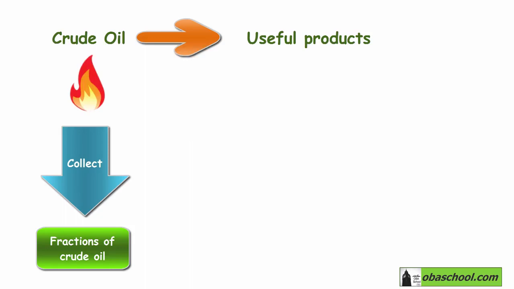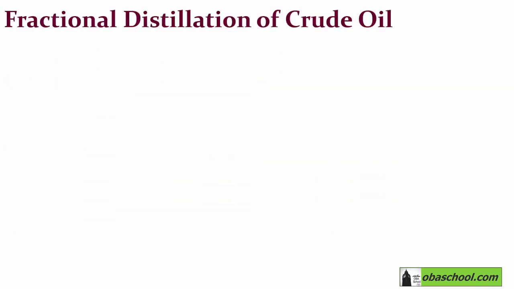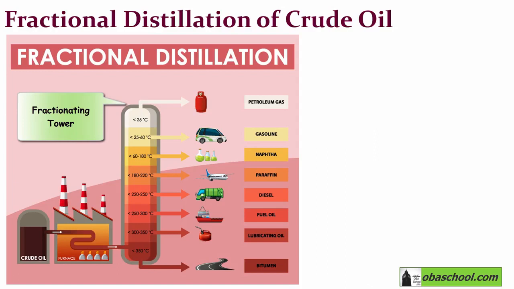Each fraction is a mixture of hydrocarbons of similar chain length and therefore they have similar properties. This process is called the fractional distillation of crude oil and it is done in a fractionating tower. So this is the fractionating tower, and the whole process of separating the mixture of crude oil is called fractional distillation. Let's study what happens in a fractionating tower.